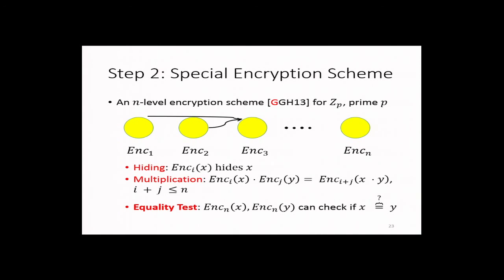It's a simple-looking property, and this is what is key in enabling both witness encryption as well as general obfuscation: if I give you two ciphertexts, encryptions of x and y, at the nth level, then you can check efficiently whether x is equal to y. Okay? So this is the new property that our encryption scheme has, which will enable the construction of obfuscation here.